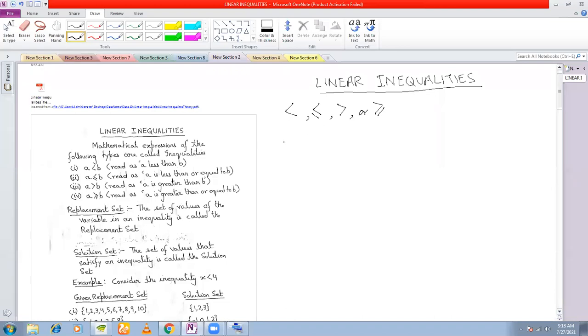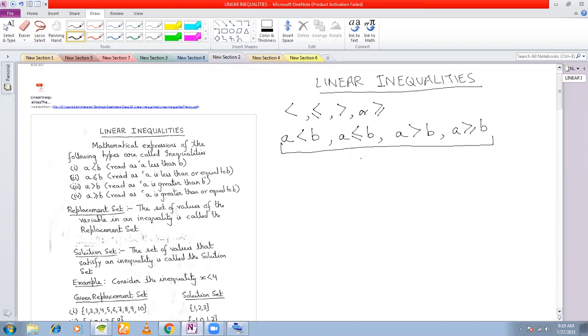This sign we read as a is less than b. We read this as a less than or equal to b, a greater than b, and this is a greater than or equal to b. These are all linear inequalities.